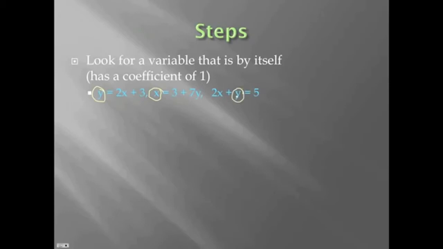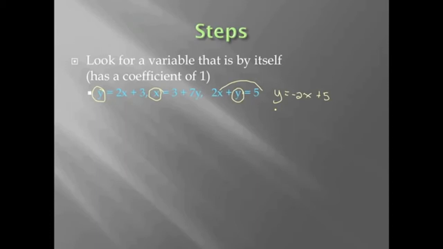Now, what we can do to make substitution work is we can rewrite this one real simply. Just take that 2x and put it on the other side, where this becomes y equals negative 2x plus 5. And now we have y equals.